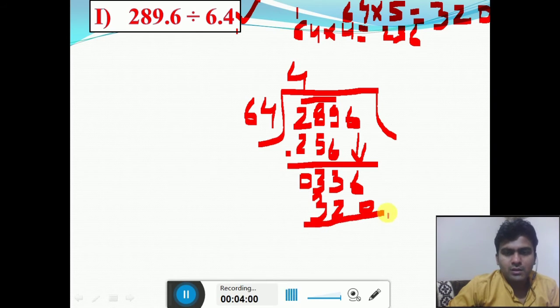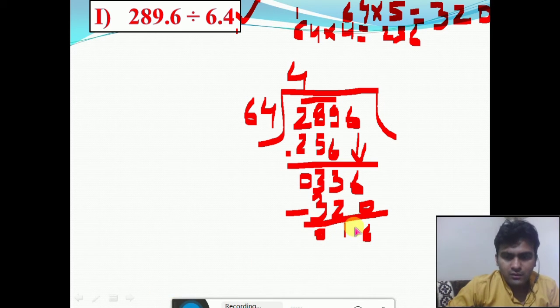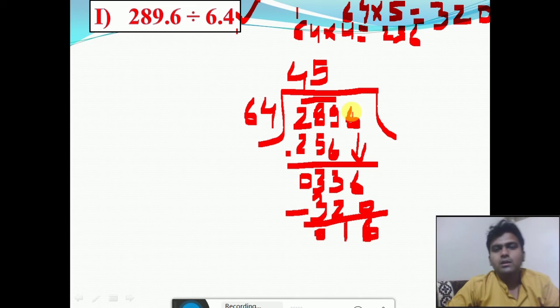Then subtract: 6 minus 0 is 6, 3 minus 2 is 1, 3 minus 3 is 0. So your number is 16. Now you are left with 16 as the remainder. Now what will you do? Before that, you have to write 5 here. Write down 5. Now here 16 and here 64.